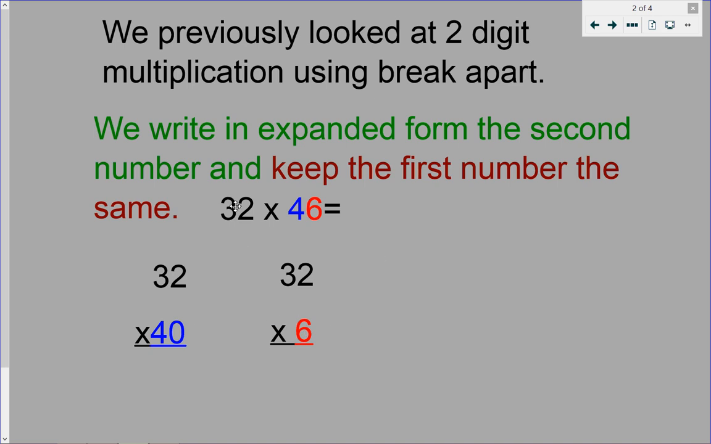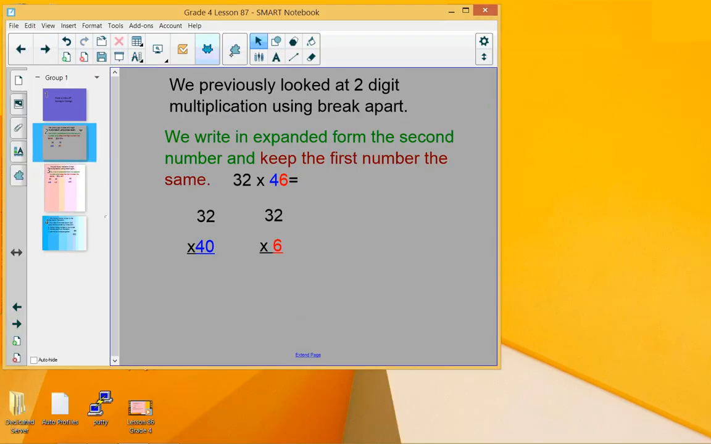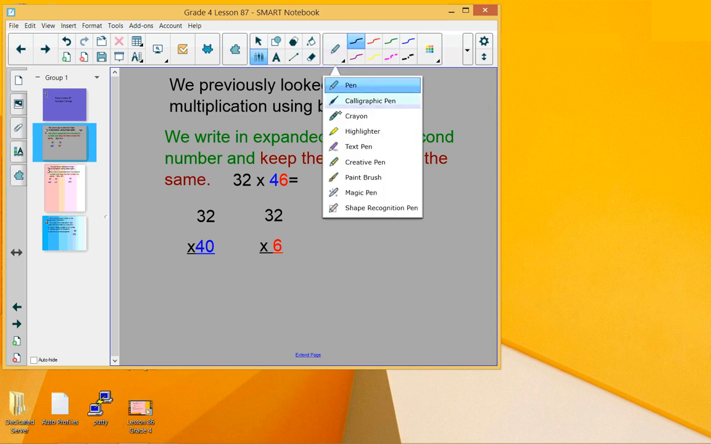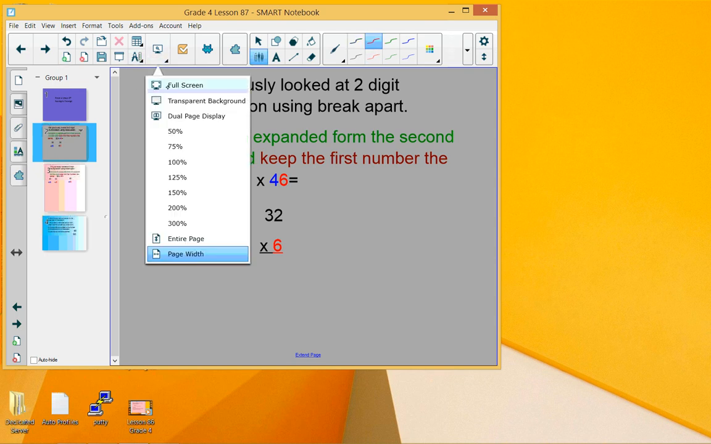Any number we know, like if we broke 32 into expanded form, we'd say 30 plus 2. Well, here we're breaking it down into 40 plus 6. And then what we're going to take a look at is what answers we get for that. So we'll put this into pen mode here, and we'll get going on that. All right, so let's see what we can do with that.